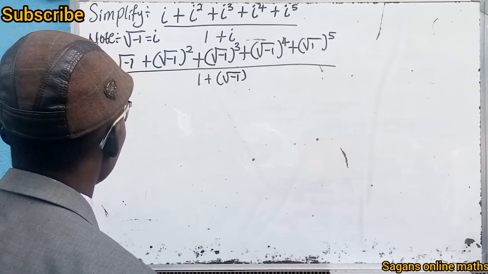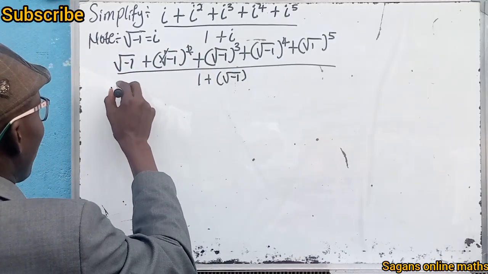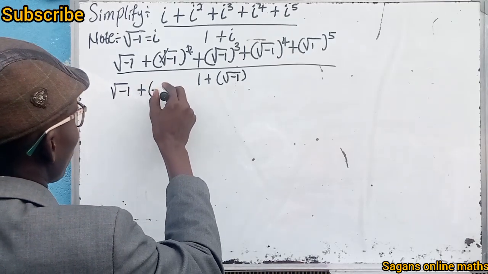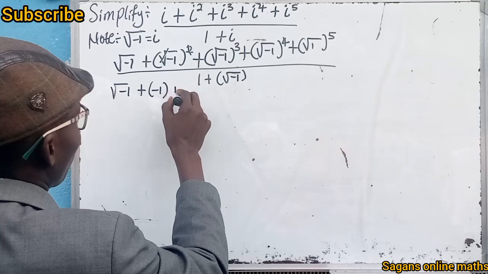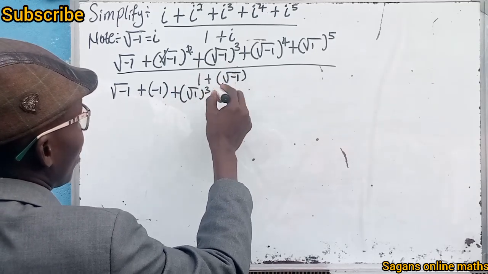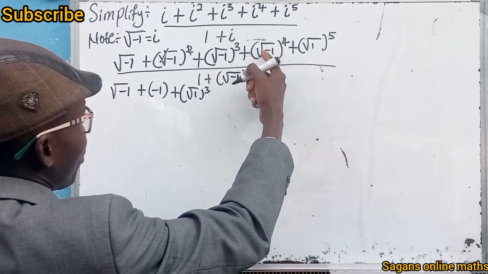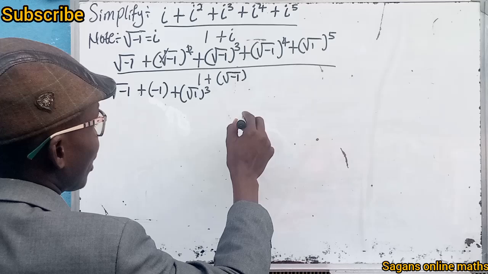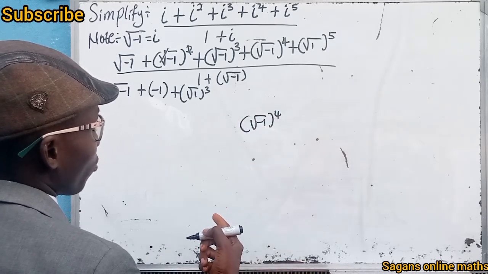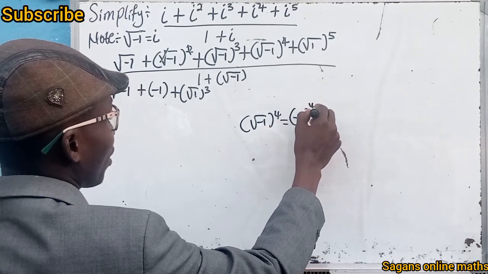All right, now square will cancel out square, right? So now we are left with what? Root -1 plus what I will leave here is -1, then plus root -1 raised to the power 3 from here. Then look at what I'm going to do here. If I simplify root -1 raised to the power 4, by one of the properties of indices, this is equal to -1 raised to the power 4 divided by 2.